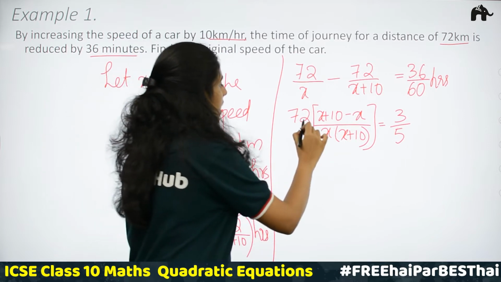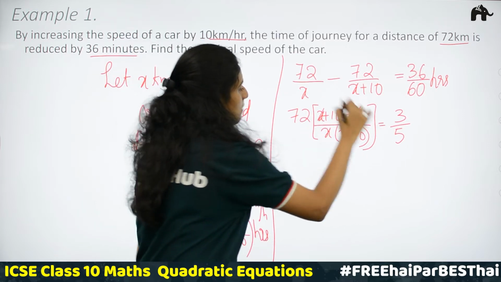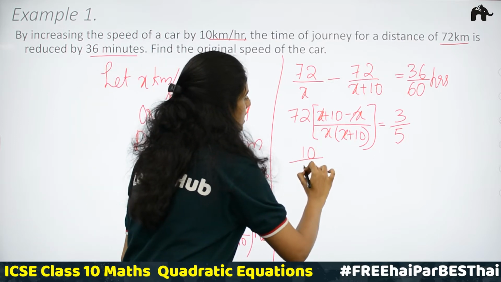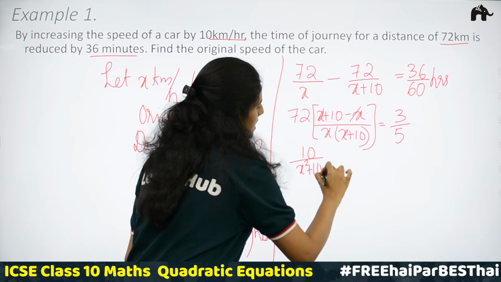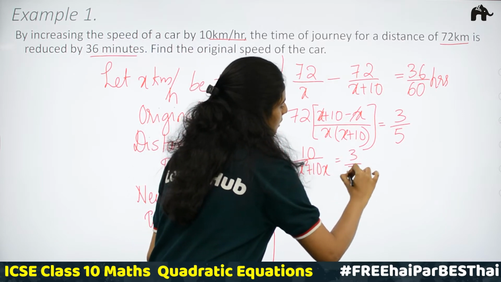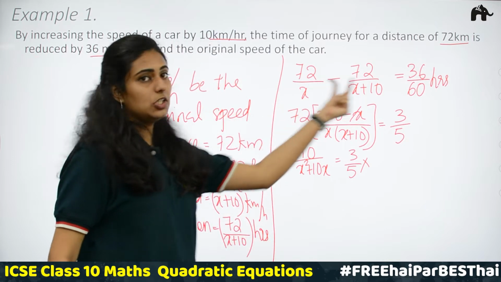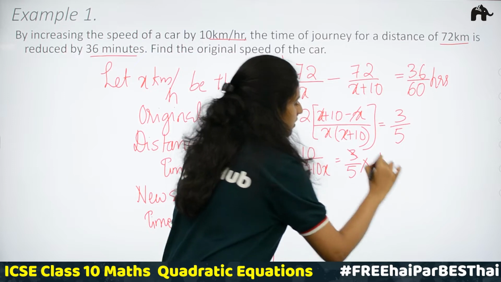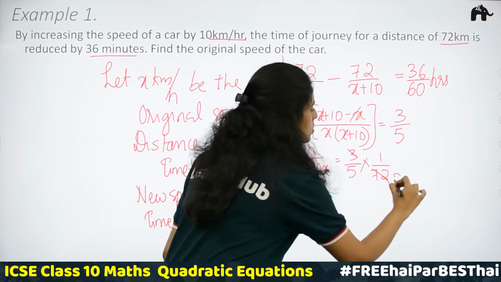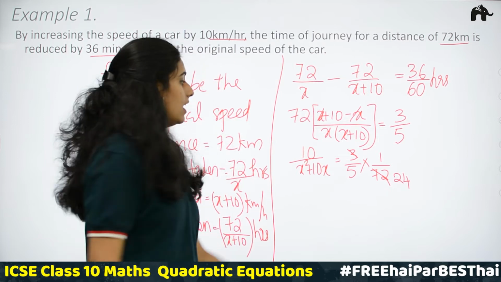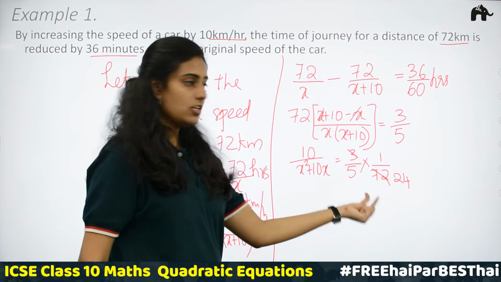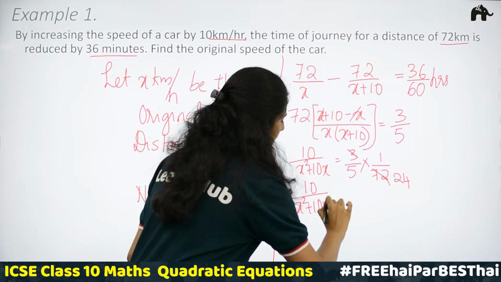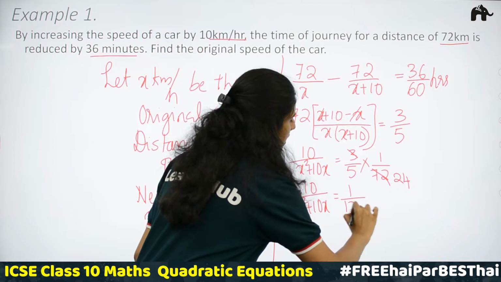Okay. Now, here we have x and minus x which can be cancelled. Denominator will be x into x plus 10, x square plus 10x, that is equal to 3 by 5 into, I am taking the 72 to the opposite side, 1 by 72. 3 and 72 can be cancelled. We get 24. Okay. What is 24 into 5? 120. 10 divided by x square plus 10x is equal to 1 by 120.